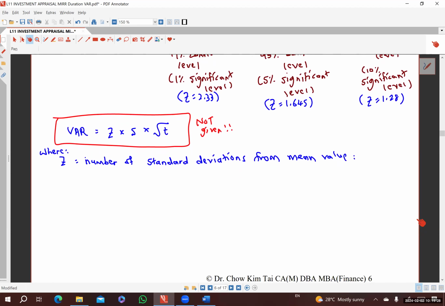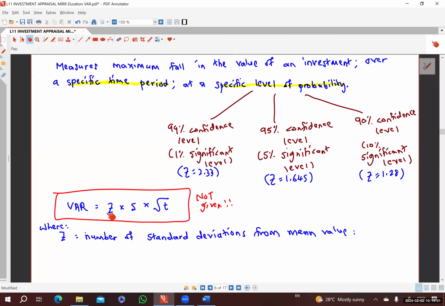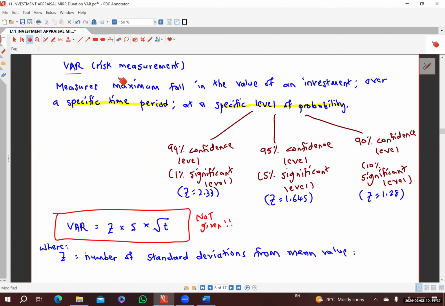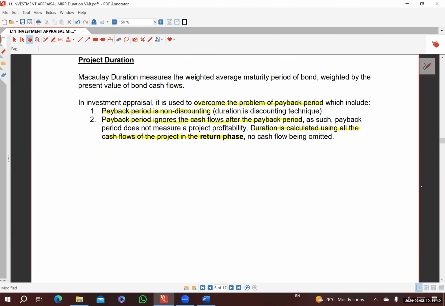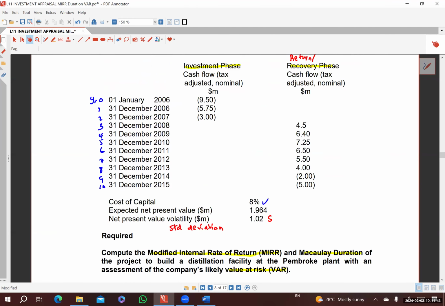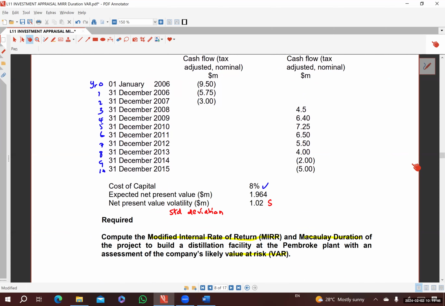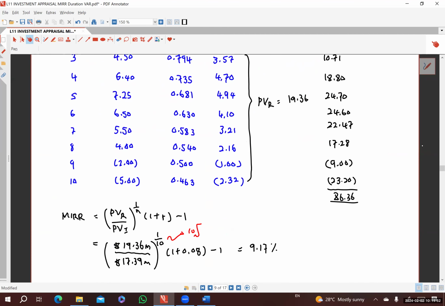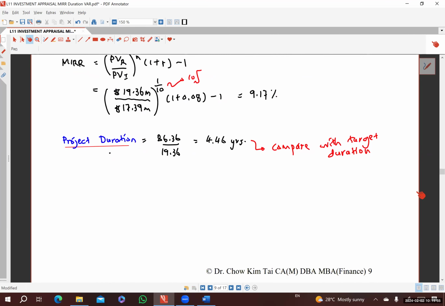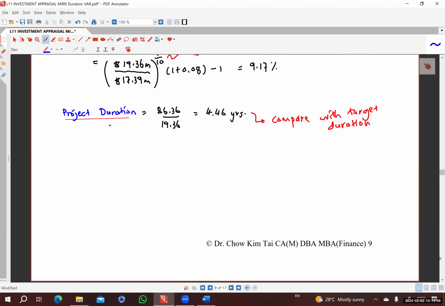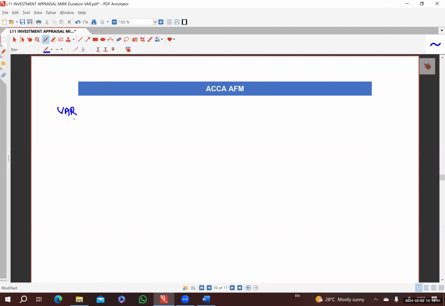Now, you know the z-score. So let's see how we apply this to measure risk in investment appraisal. This is risk measurement. We go back to this question. We want to assess the company's likely value at risk, the project's value at risk. Let's do two levels. Let's start with 95% confidence level, or 5% significance level.